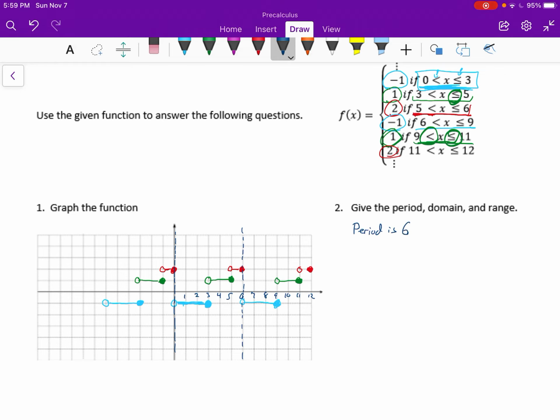The domain. Well, if this pattern continues, all real numbers are accounted for here because the open circles are accounted for by these closed circles. So the domain is all real numbers. The range, we only get 3 values for the range. We get -1, 1, and 2. So that is the range.